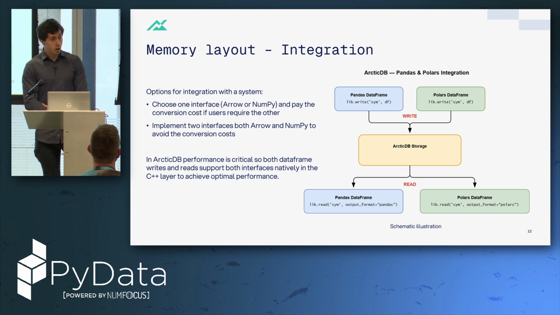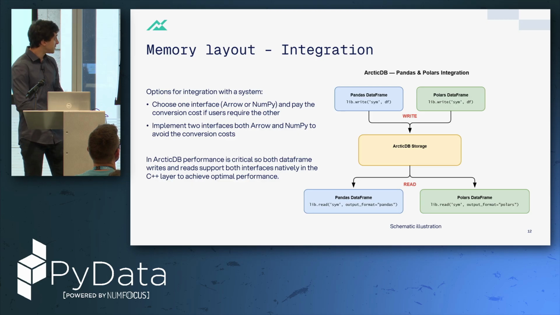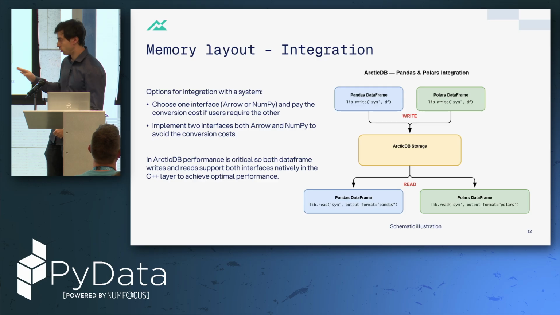So, how do we solve the problem of integration? Any system that needs to work natively with both formats essentially has to make a choice. We either use one of the interfaces, either Arrow or NumPy, by default, and if users need to work in the other format, we essentially pay the conversion costs. So if we had a system written solely in Arrow, but we had users that want to use Pandas, they will have to pay the conversion cost between the two.